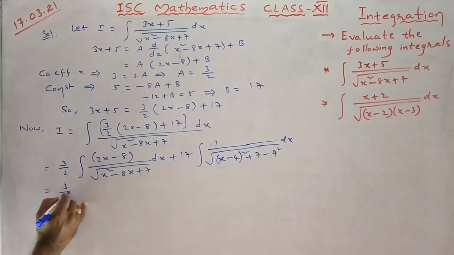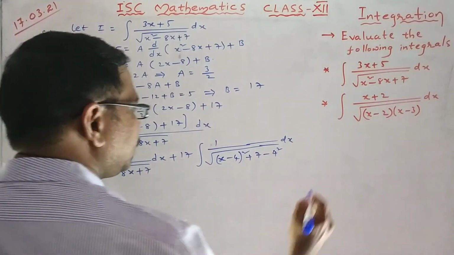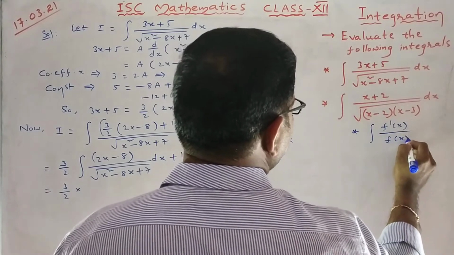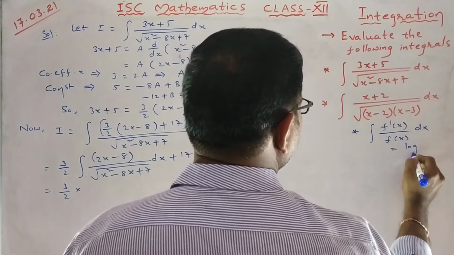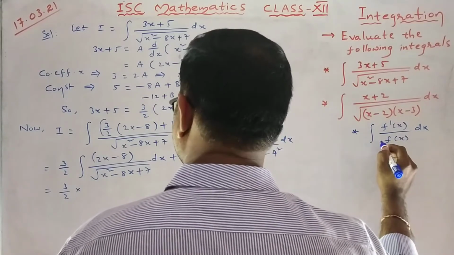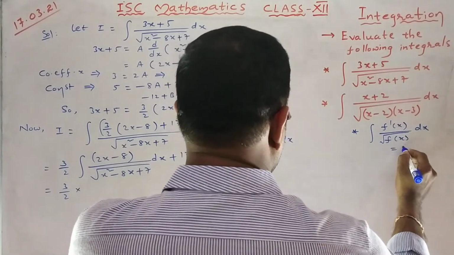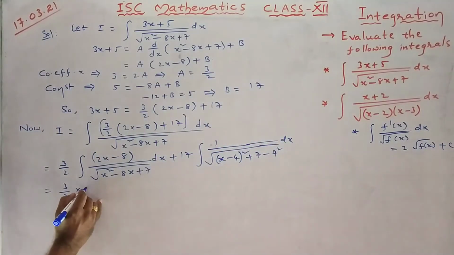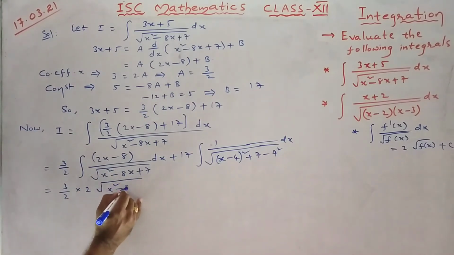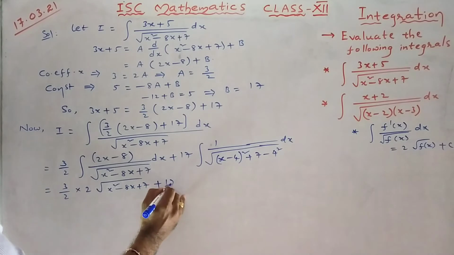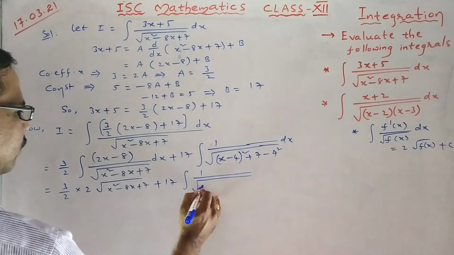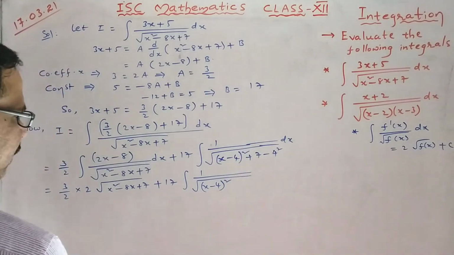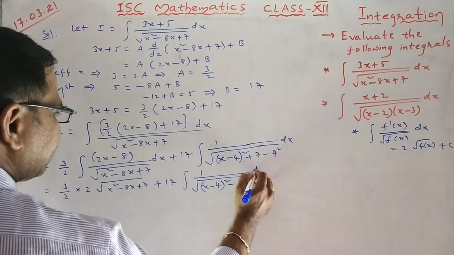So it looks like, as I told you, the integral of f dash x by root f of x dx equals 2 times root f of x plus c. So 3 by 2 times 2 root f of x, that is this, plus 17 times the integral of 1 by square root of (x minus 4) whole square, 16 minus 7 is 9, so minus 3 square, dx.